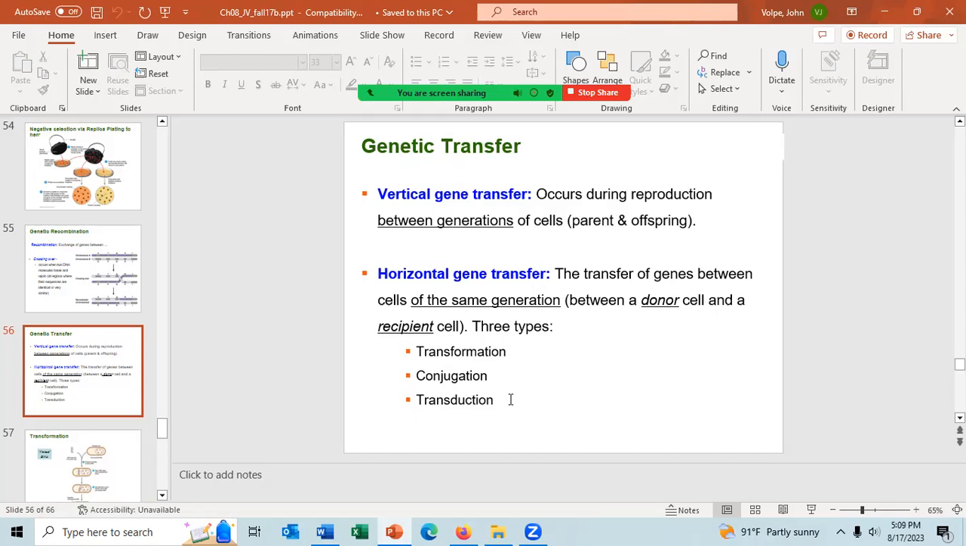Like in humans, we don't really have sexual conjugation. I guess we do have transduction. It just happens very seldom in the germline. And then transformation doesn't really happen in human cells. But in prokaryotes, we have all three ways going on.